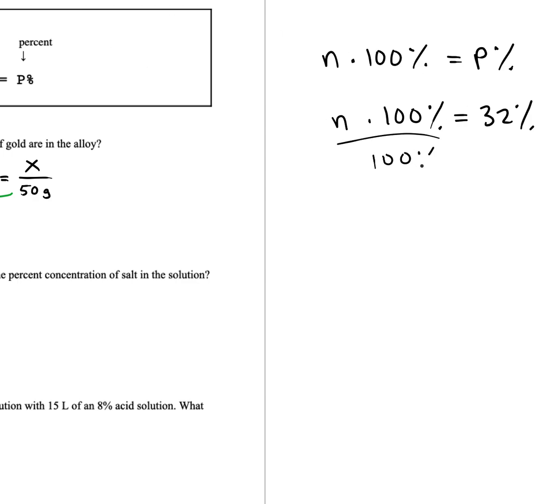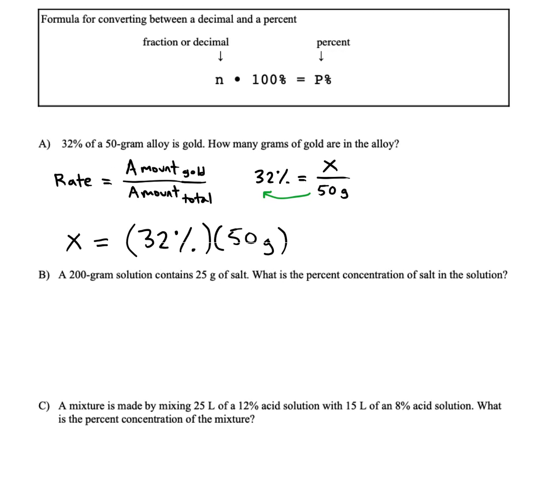What ends up happening is we're going to divide by 100. And that's the meaning of a percent sign, it's per 100. So if we want the decimal or the fraction, we would do this. It'll be 0.32 as a decimal. And so we want to go back now to our problem and just replace the 32% with 0.32. And it ends up being 16 grams of gold.